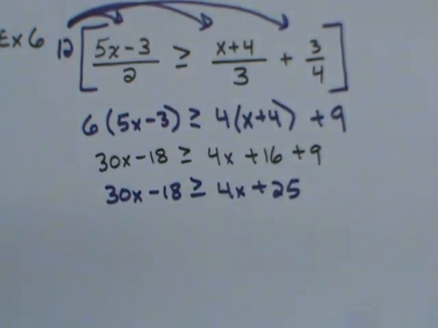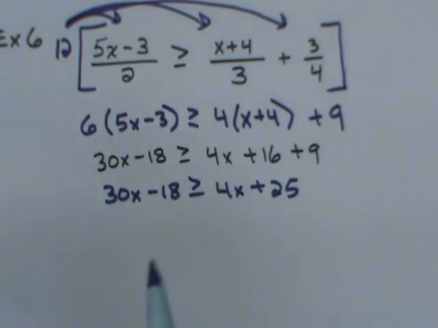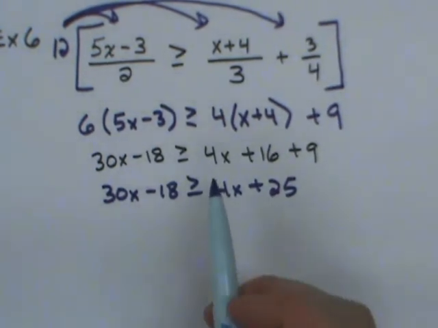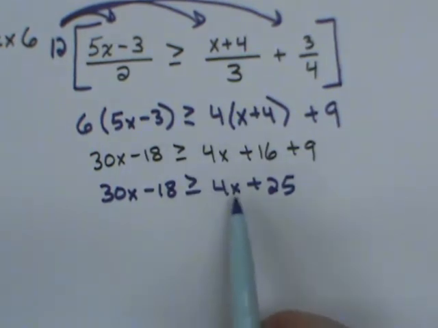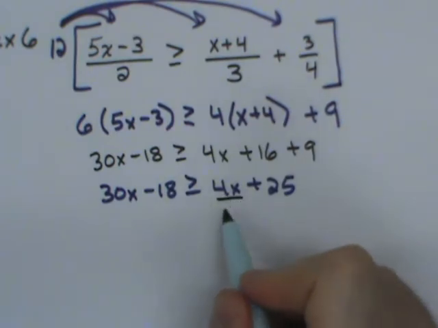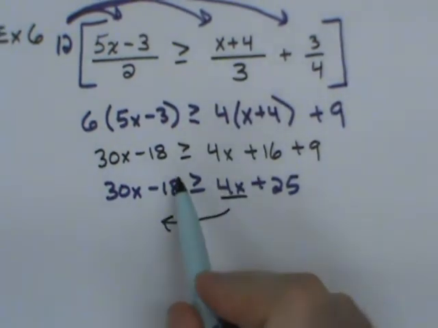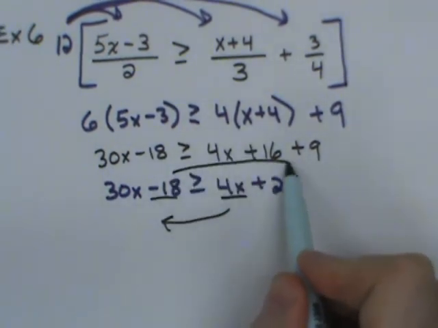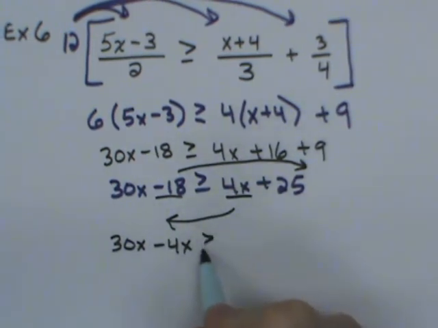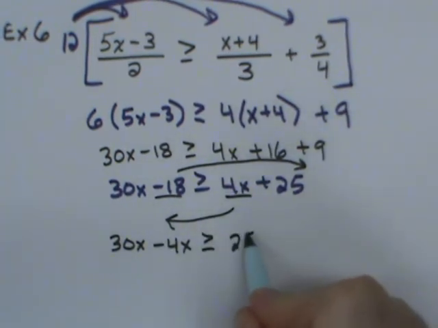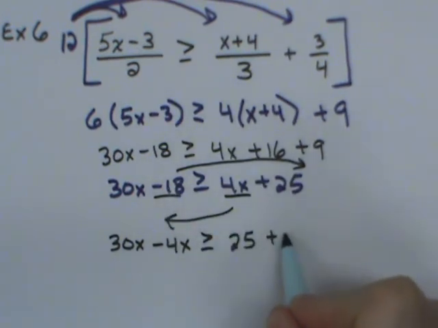Now to determine who we want to move, remember we're a bully. We always pick on the smallest set of variables. So 30 Sasquatch, 4 Sasquatch. We definitely want to pick on the 4 Sasquatch. And so we'll move the 4 over to the left, and the negative 18 shall come to the right. Clean this up. We'll call it 30x minus 4x, changing the sign, greater than or equal to 25 plus 18.